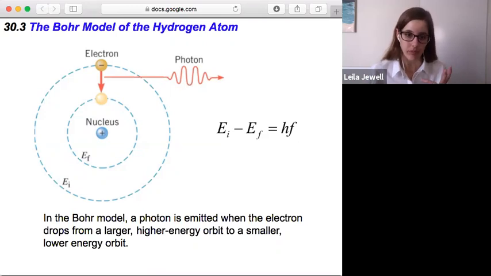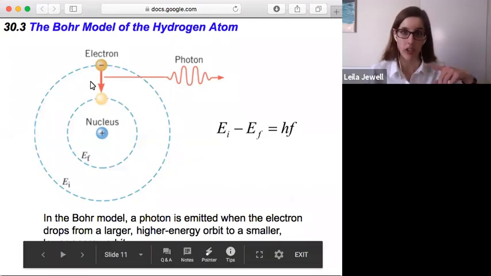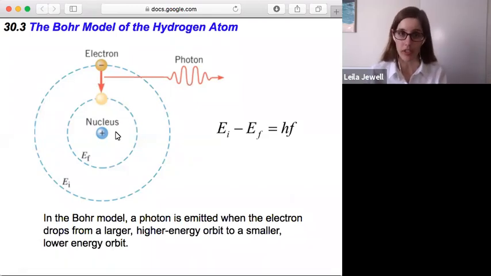So what is the Bohr model? The Bohr model says that we have an electron that is orbiting, traveling in a circle like the Earth, around the nucleus. And there are different energy levels that that electron can orbit at. It can orbit closer to the nucleus or further from the nucleus.